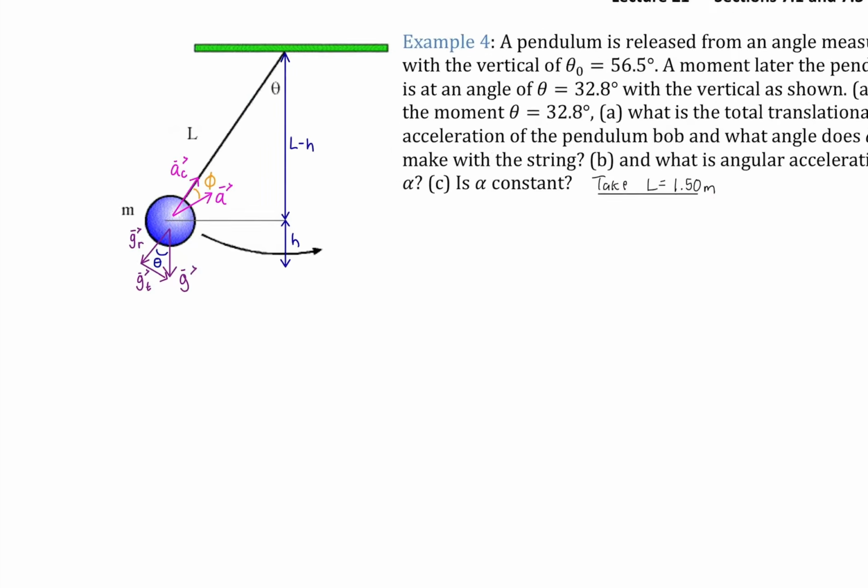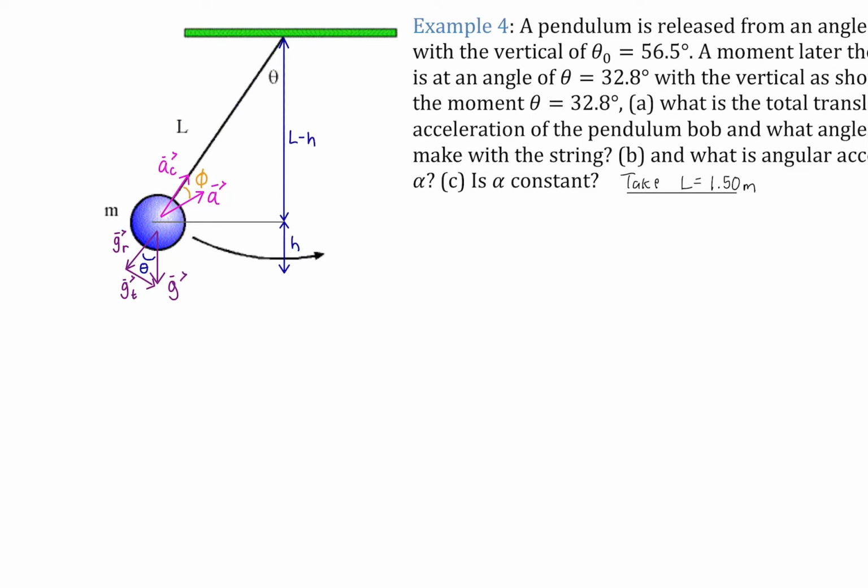Okay, so first of all, here's everything we're going to consider. We're going to consider a centripetal acceleration vector. I could have called this radial, I just called it centripetal. We're going to have a total translational acceleration vector. We're going to have an angle relative to the radius, or relative to the string, which is the radius. We're going to have gravity. Gravity is going to have components in the radial and tangential direction. The only one we care about is the tangential component. We're going to have the height because we're going to have to consider energy.